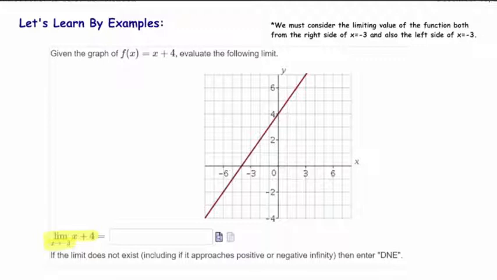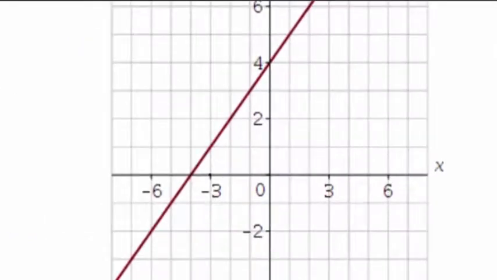So we can rewrite this to match what we saw earlier. And we have the idea that it's the limit of f of x as x approaches negative 3. So we must consider the limiting value of the function, both from the right side of x equals negative 3 and the left side of x equals negative 3. And so what happens when x is equal to negative 3? That is going to be right here in our graph. So we go up, find our point, and over to find our output value, or our y value.